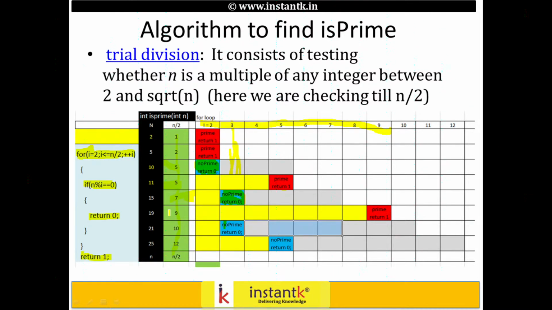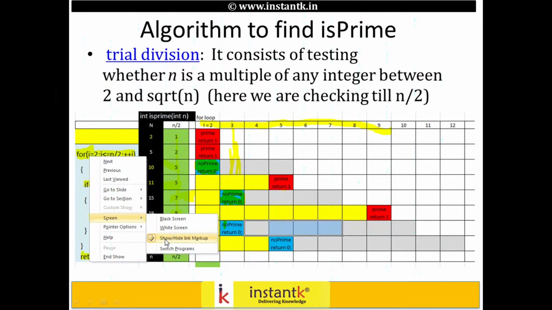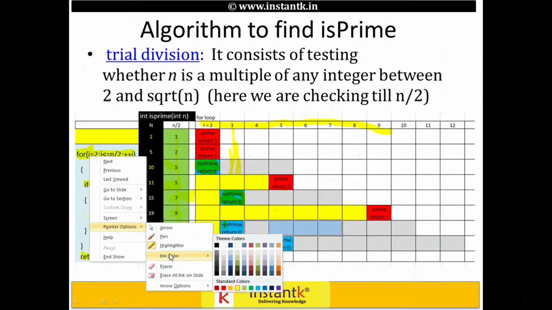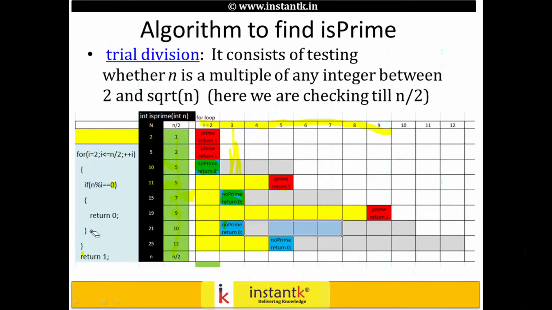Okay, 19. So what does 19 do? It starts with n by 2, which is 9. So this for loop, let me just clean up the whole thing.